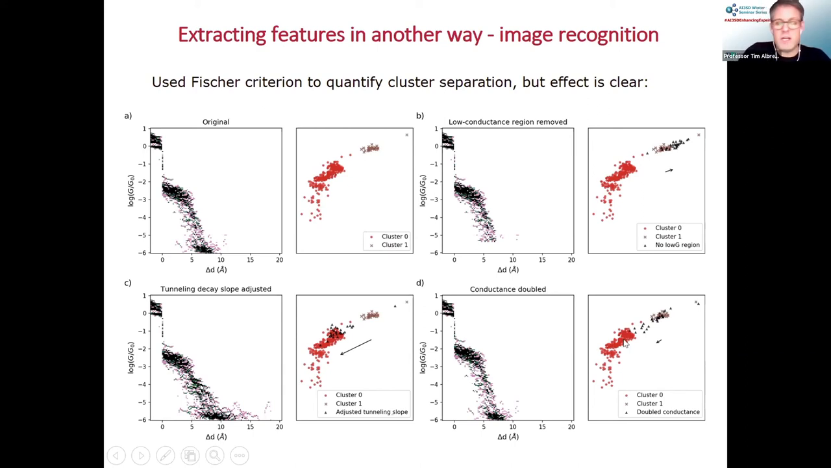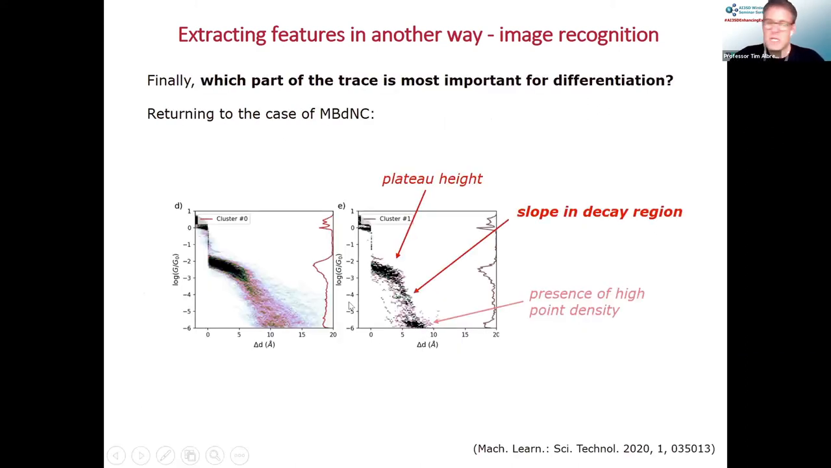And that tentatively led us to conclude that, in terms of the importance of the different areas in the image, it's most importantly the slope in the decay region that determines where the traces end up. Secondly is the plateau height. And finally, it's the presence of this high point density down here. So in a sense, we've got this sort of order or priority, if you like.